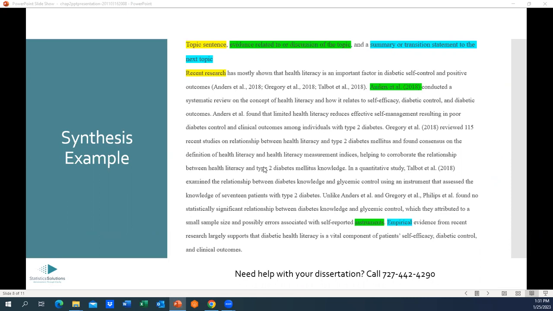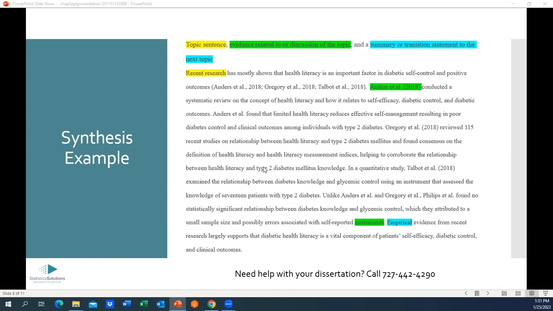So I have it color coded, and I'm not going to read the whole paragraph, but I'll just point out some things here. We have the topic sentence, right? Research has mostly shown that health literacy is an important factor in diabetic self-control and positive outcomes. So that's going to be your topic for this paragraph, right? And the material in green is all the supporting material. And this is the specific material from the studies that supports that point, right?